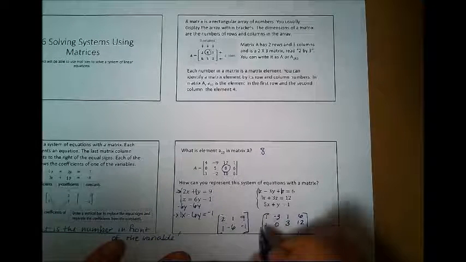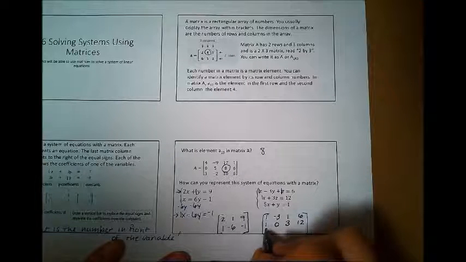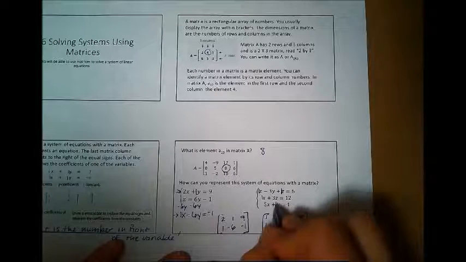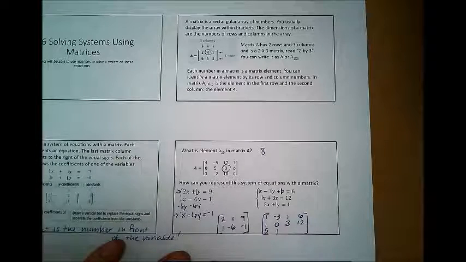The last equation, we have 5 x's, 1 y. How many z's? Oh, we have 0 z's. And our constant is 1.